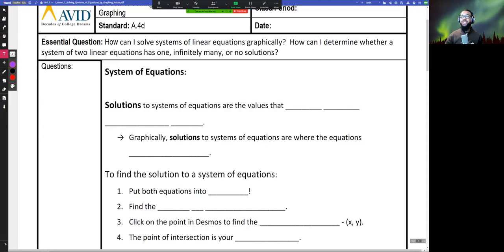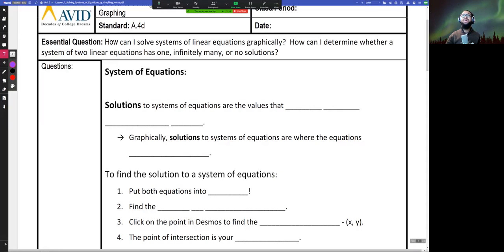Since our objective is to find the solution to a system of equations, that's going to be the guiding principle of our essential question. How can I solve systems of linear equations graphically? How can I determine whether a system of two linear equations has one, infinitely many, or no solutions? Those are the two questions that we're going to answer by the time this lesson is done. So let's go ahead and get started.